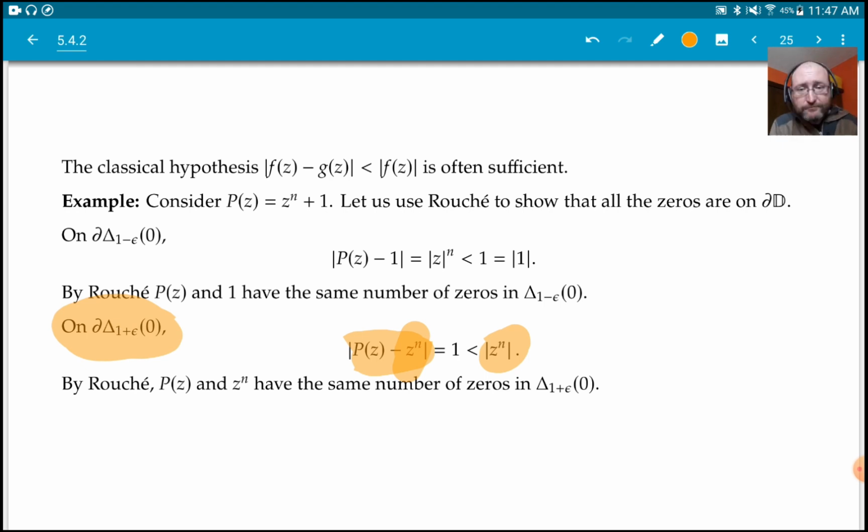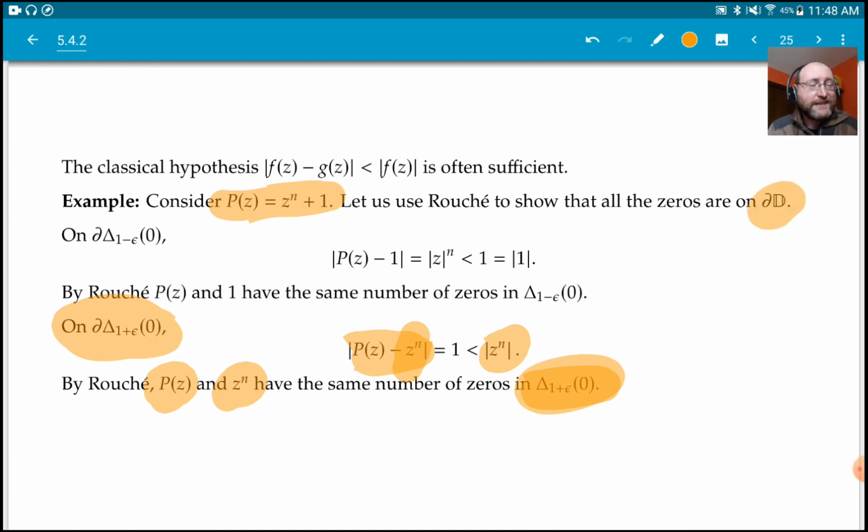So by Rouché, p and z to the n have the same number of zeros inside this disk of radius 1 plus epsilon for every positive epsilon, right? Well, that means that all the zeros have to be on the unit circle. There are n zeros that this guy has because it's degree n, right? So all of its zeros are inside this disk for every epsilon, and they're never in the unit disk.